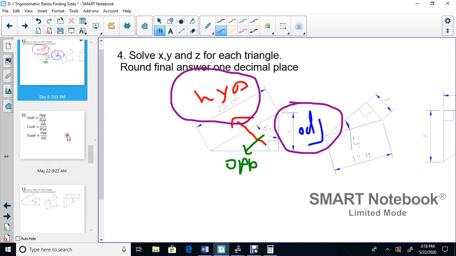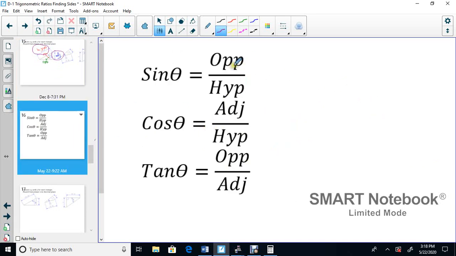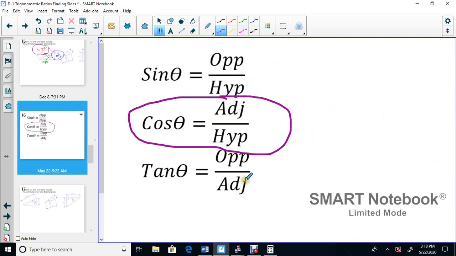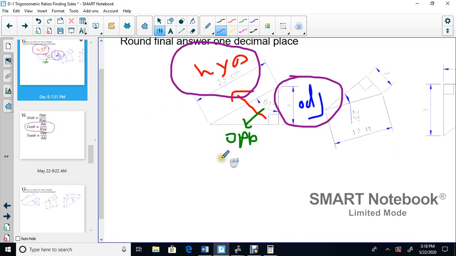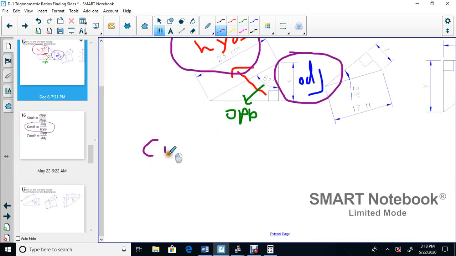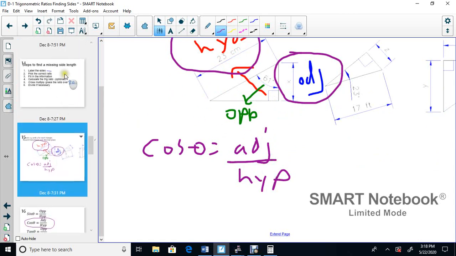So I go over here. Adjacent hypotenuse, opposite hypotenuse. No, adjacent hypotenuse. There it is. I have to use cos. Opposite, no. This is the one I have to use because it has the two sides that I circled on the other page that I have information. So I write cosine theta is adjacent over hypotenuse.